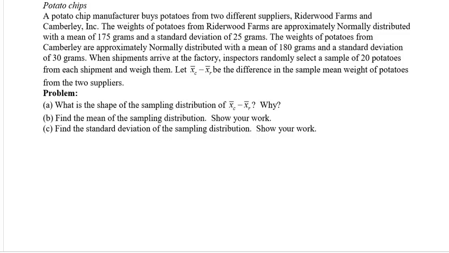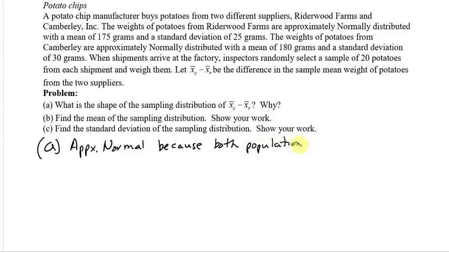When shipments arrive at the factory, inspectors randomly select a sample of 20 potatoes from each shipment and weigh them. Let x bar sub c minus x bar sub r be the difference in the sample mean weight of potatoes from the two suppliers. So A, what is the shape of the sampling distribution? Well, the solution is it's approximately normal, because both populations are approximately normal.